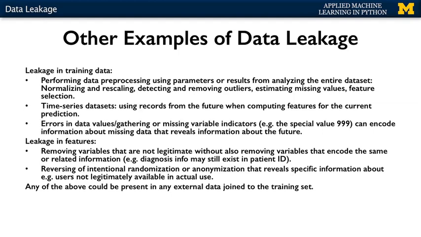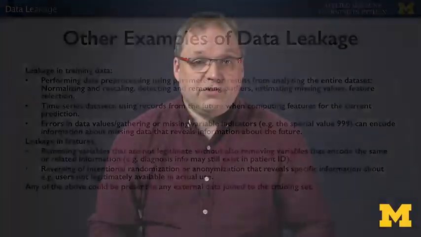One very important cause of data leakage is performing some kind of preprocessing on the entire dataset whose results influence what is seen during training. This can include such scenarios as computing parameters for normalizing and rescaling, or finding minimum and maximum feature values to detect and remove outliers, and using the distribution of a variable across the entire dataset to estimate missing values in the training set or perform feature selection.